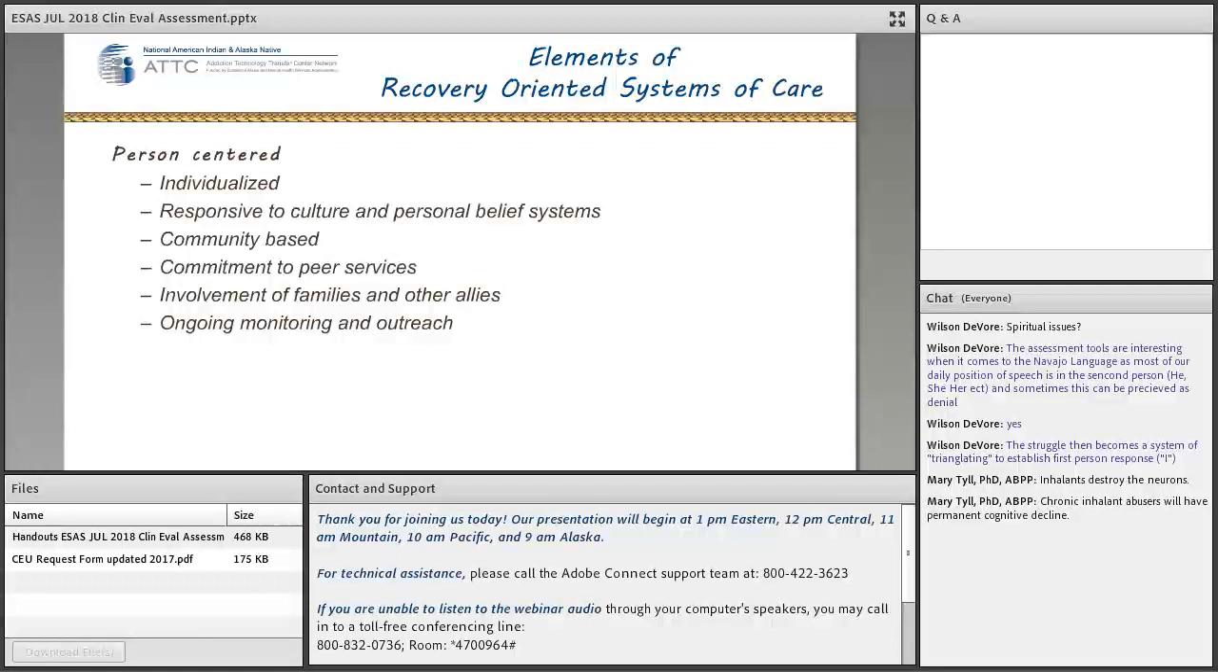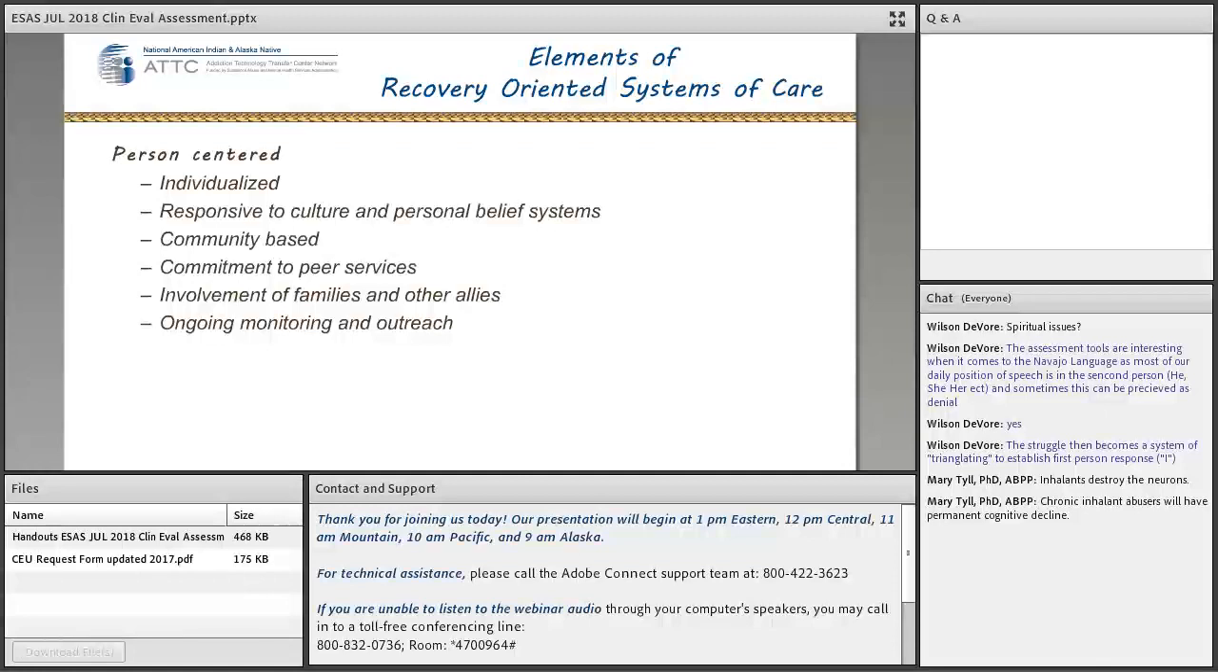So, elements of recovery systems of care: we have person-centered, they're individualized, much like a treatment plan, responsive to culture and personal belief systems, they're community-based, with commitment to peer services, involvement of family and other allies, and ongoing monitoring and outreach.